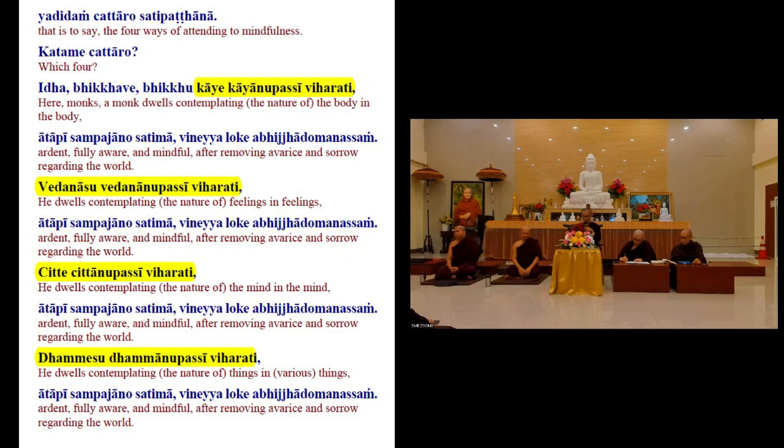After that, the next is the Katame Cattaro, which four? Kayanupassi Viharati, dwelling contemplating Kaya in the Kaya, or as a Kaya. Dwelling contemplating Vedana in the Vedana, as a Vedana. Cittanupassi Viharati, contemplating consciousness as a consciousness. Dhammesu Dhammanupassi Viharati, contemplating Dhamma as a Dhamma. So altogether four.